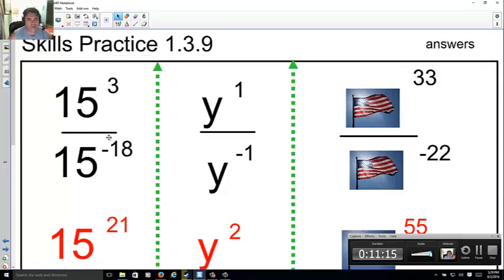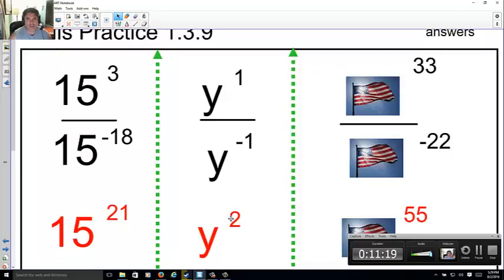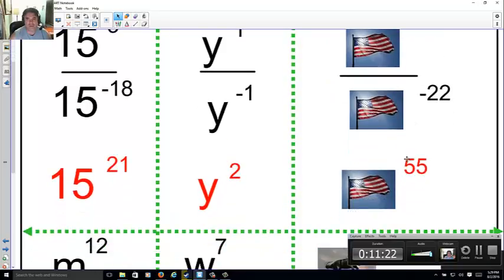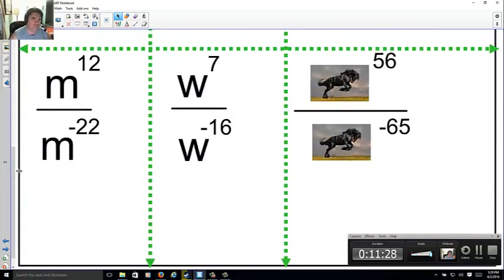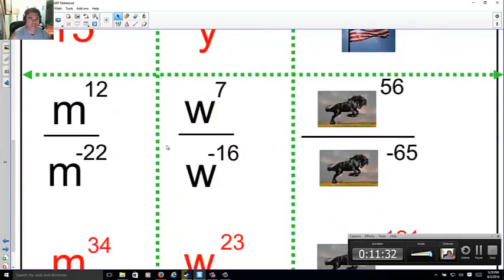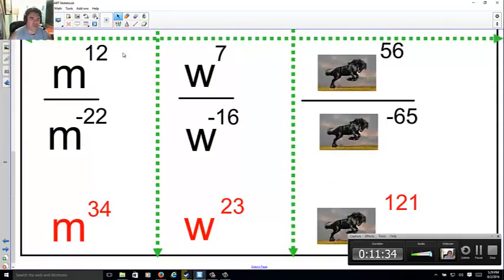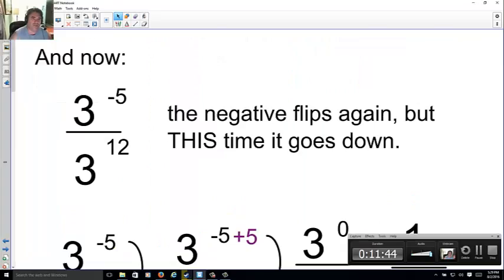Okay. This moved up to make y to the 21st. This moved up to make y squared, and the flag moves up 22 to make flag to the 55th. Oh, there's another part here. Excuse me. Try these 3 as well. Okay, let's take a look. M to the 12th, 22 goes up to make M to the 34th, 16 goes up to make W to the 23rd, and Stallion goes up 65 to make Stallion to the 121st.